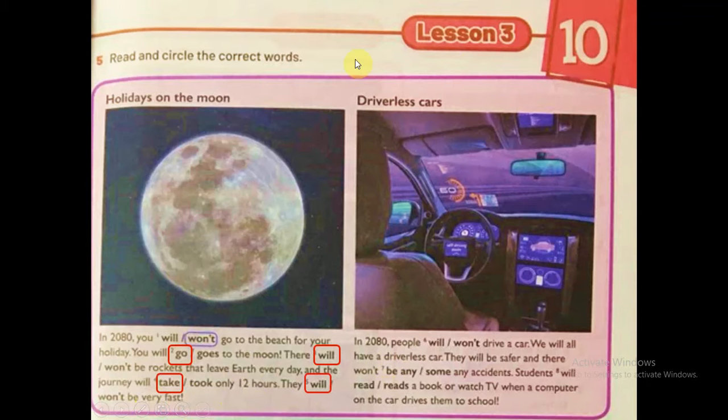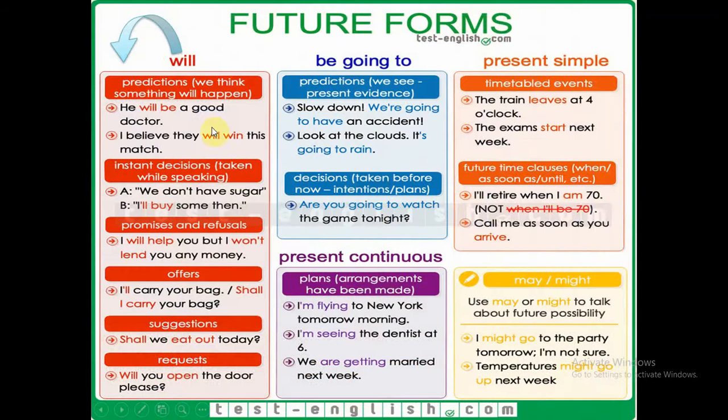In 2080, with driverless cars, people won't drive a car. We will all have a driverless car. They will be safer and there won't be any accidents. Students will read a book or watch TV when a computer in the car drives them to school. Okay, guys, and let us move to the next.